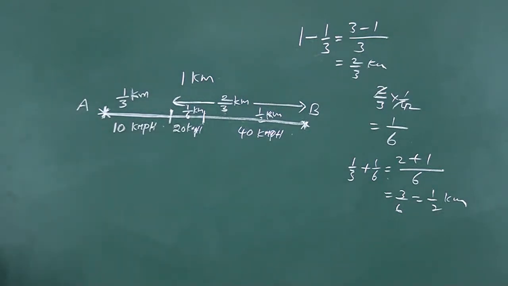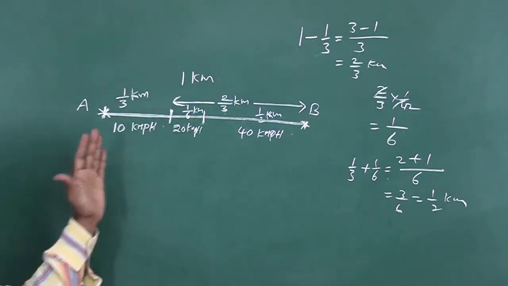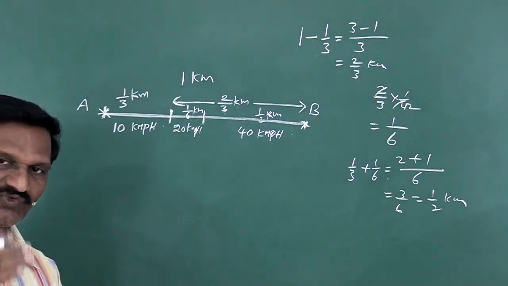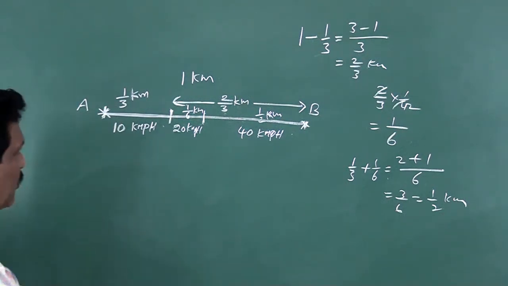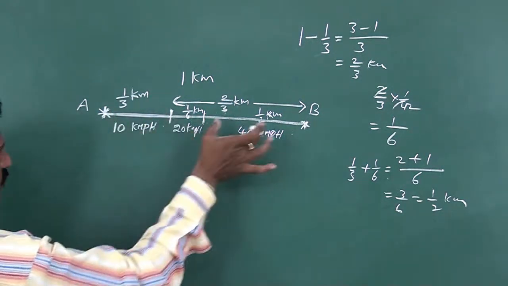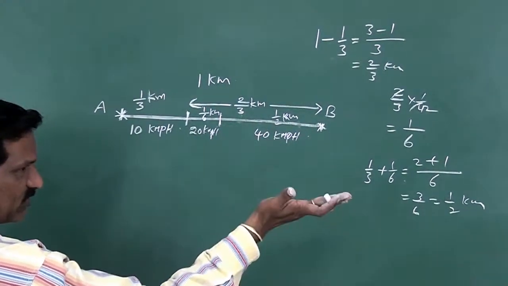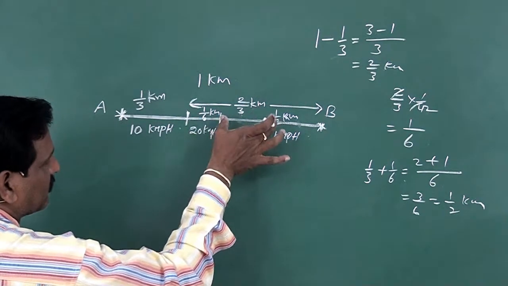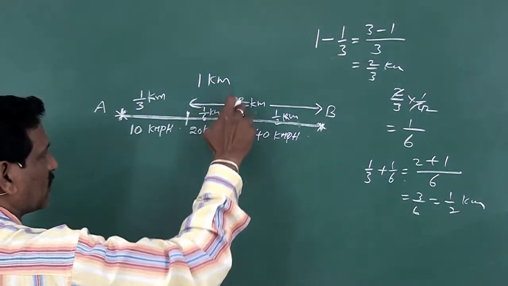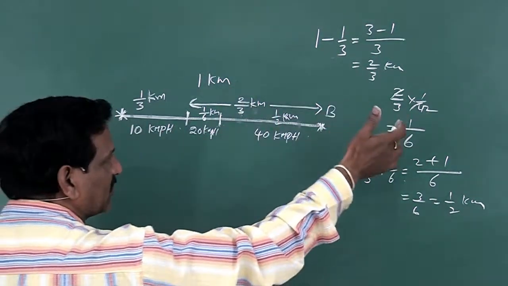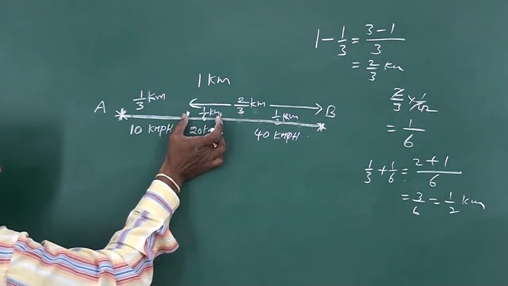This way we have to divide the distance into 3 parts based on the logic given. Here first 1/3, next 1/4. Next 1/4 means 1/4 of the remaining distance. If you know this one and this one, then you get the remaining distance. So 1/3 kilometer, then 1/4 of the remaining distance. Here the remaining distance is 2/3 kilometer. Out of 2/3 kilometer we take 1/4, that is 2/3 into 1/4, 1/6 kilometer.